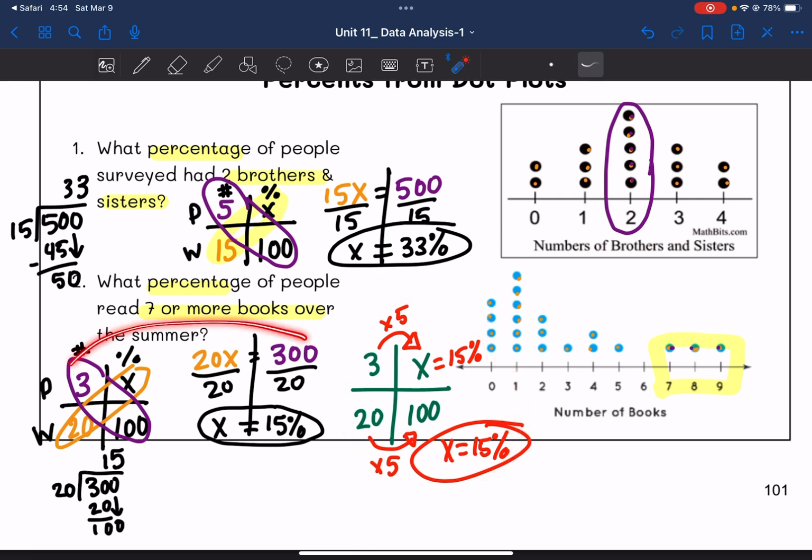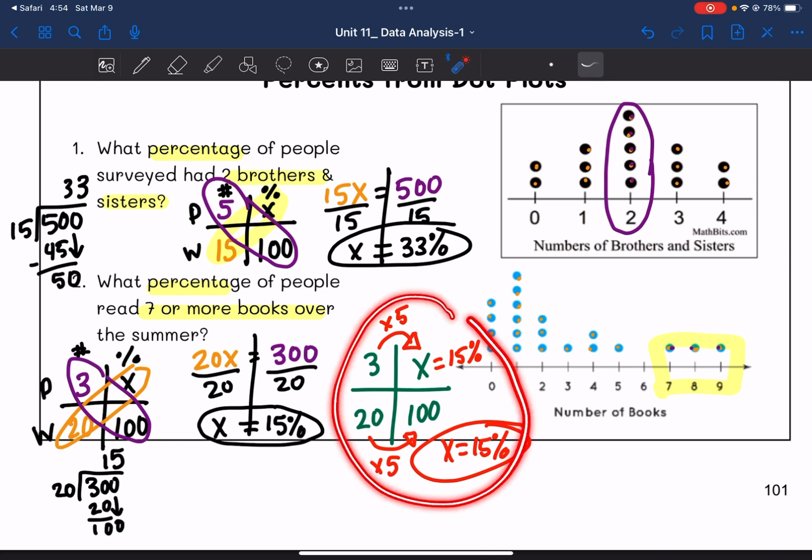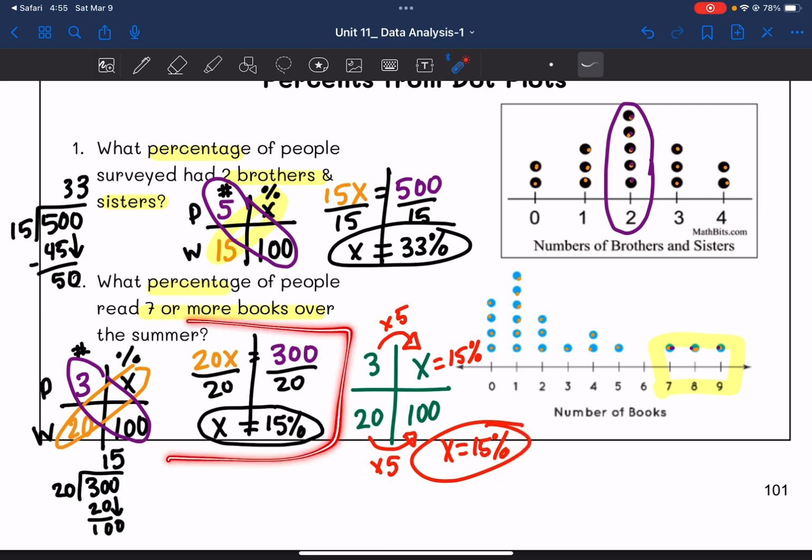This method that I just showed you right here is called finding the relationship. This right here is cross-multiplying, writing an equation and solving for x. If you can see the relationship, by all means, use this way. But if that's hard for you to see, then just stick to writing the equation and solving for x.